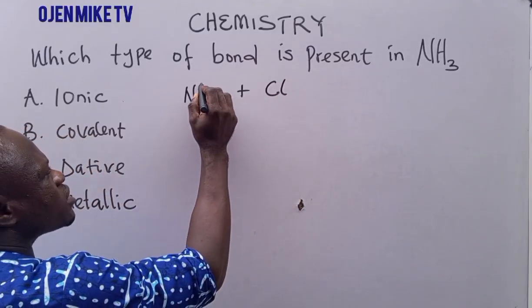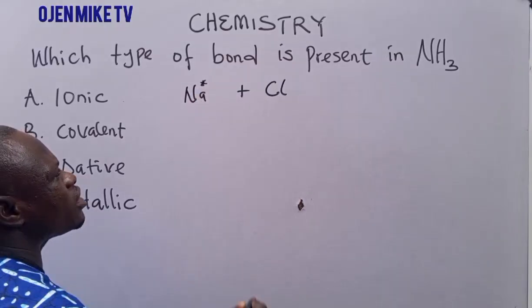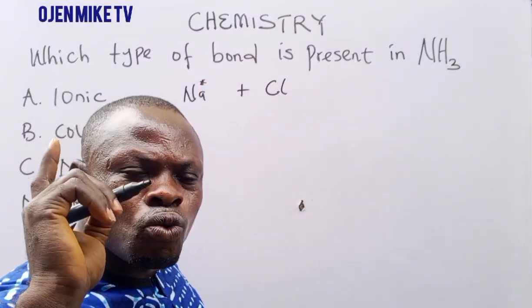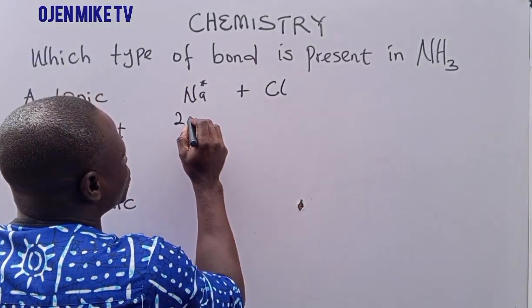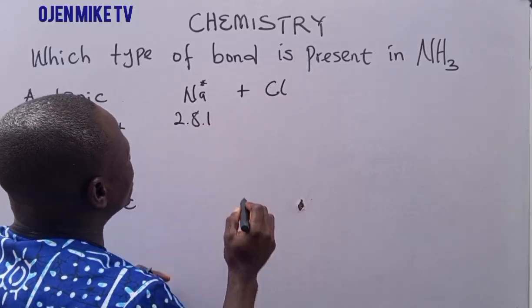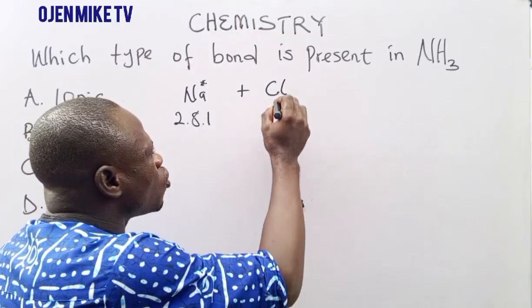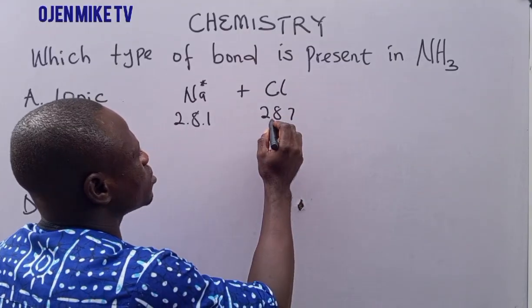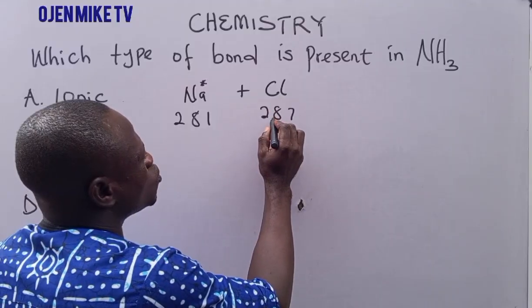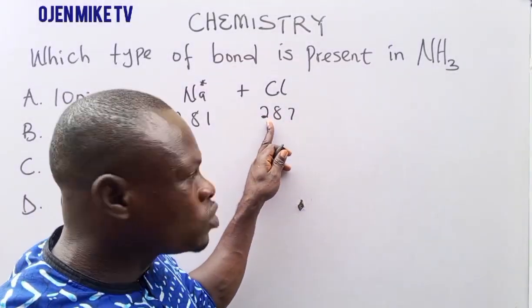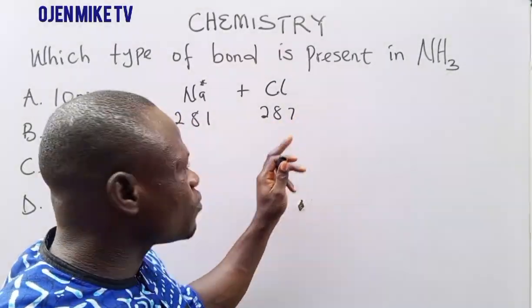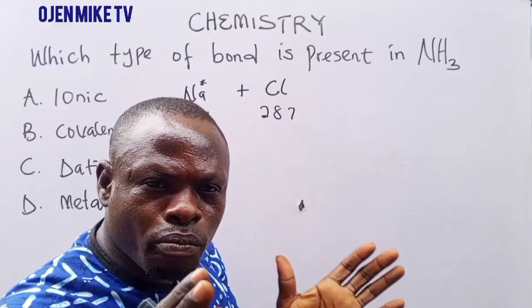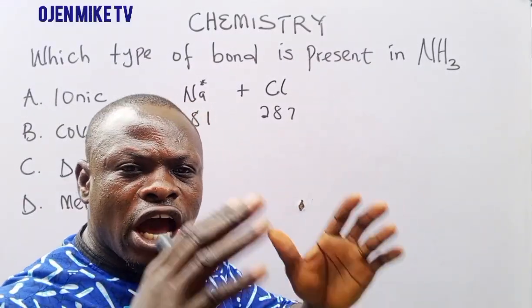Now, sodium here has one valence electron. Sodium's electronic configuration is 2, 8, 1. Chlorine, on the other hand, has 2, 8, 7. That is, the first shell is 2, second shell is 8, third shell is 7. Chlorine needs 1, so that all of them want to be like the noble gases that have a complete valence electron shell, that is, to obtain an octet configuration.